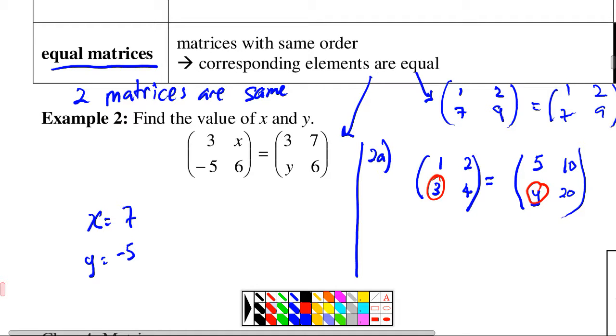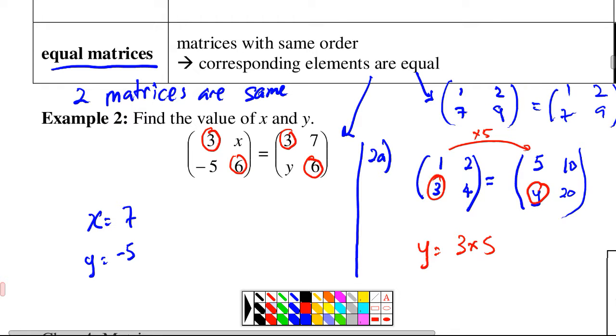Now, why is it in question 2 I can say equal means equal? Because when you circle 3, this also 3. When you circle 6, this also 6. That means it must be exactly the same. Understand? But the second one, it is equal, yes, but everything is times 5. So therefore y equals 3 times 5 equals 15. I want you to take note about equal matrix. It doesn't mean the numbers are definitely the same. You have to check whether some of the elements must be the same, or else a scalar factor, bigger or smaller.